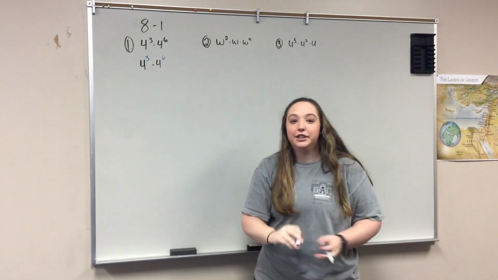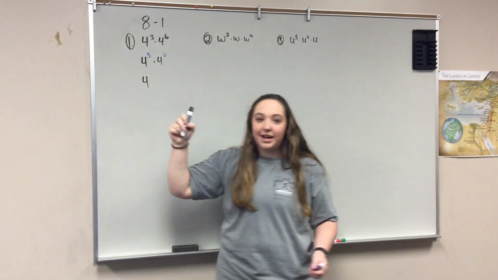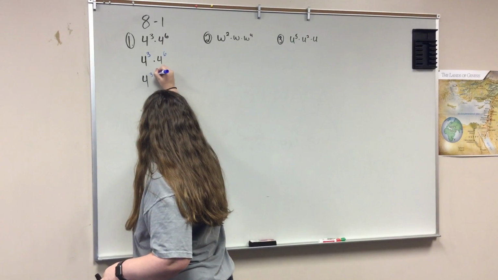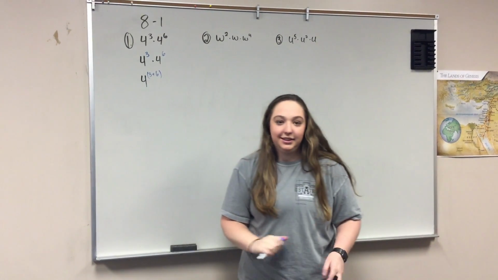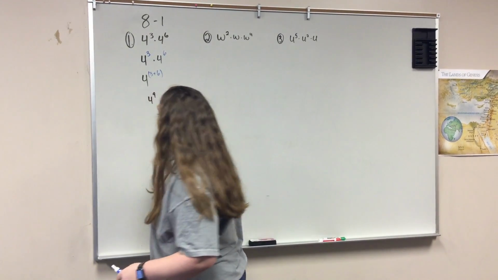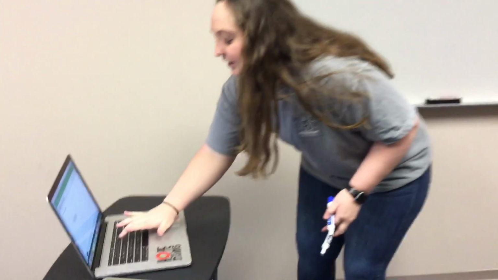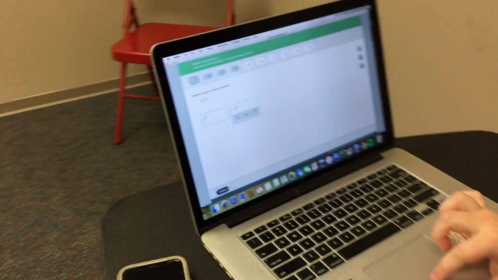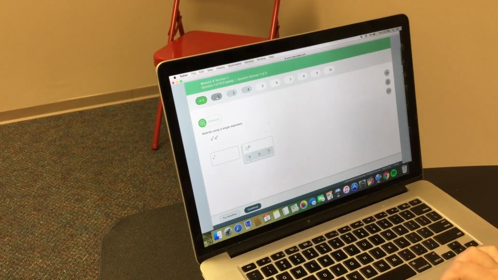And when you do this, you're going to bring this 4 down. And even though it's multiplied, you're going to take those exponents and add them. So we have 4 raised to 3 plus 6. Okay, and that's going to give us 4 raised to the 9th power. So I'm going to put this in here in ALEKS. So 4 raised to the 9th power. And I'm going to check it. All right, and that one's correct. So I'm going to move on to number 2.